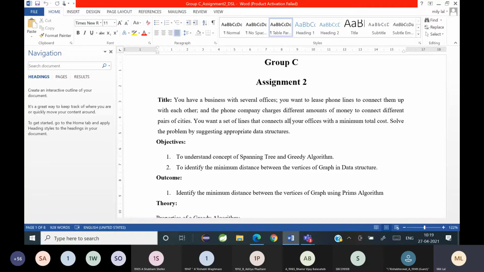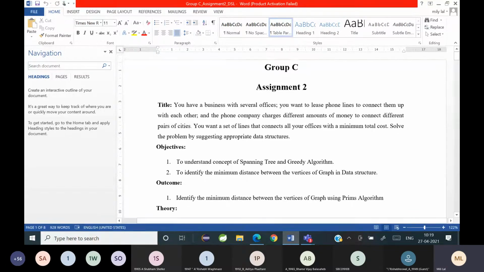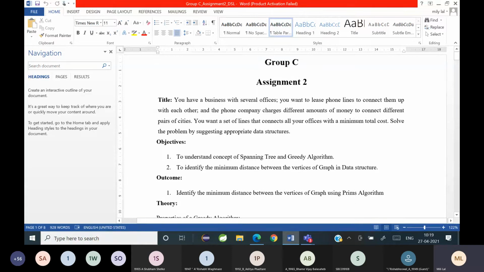So does anything come to mind, since they are asking you to solve the problem by suggesting an appropriate data structure? So what do you feel? Have you understood the problem statement? So what is the problem statement?